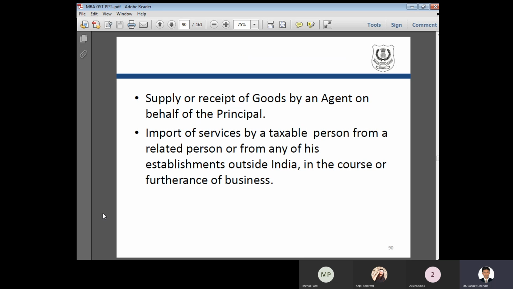Import of services by a taxable person from a related person or from any of his establishments outside India in the course or furtherance of the business. So if you are importing any of these services located outside India, that also will be under the purview of supply. Why? Because we are actually, physically exchanging goods and services. So whenever there is an actual physical exchange of goods and services, at this stage it will be called a supply, and accordingly the supply comes into existence.